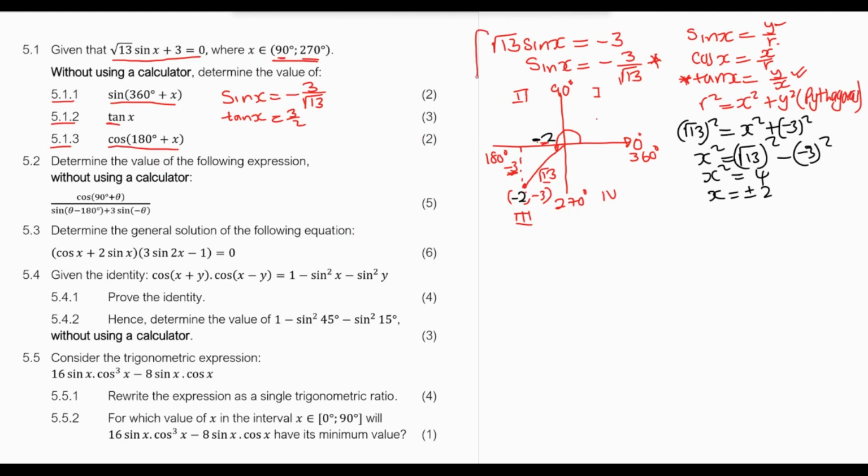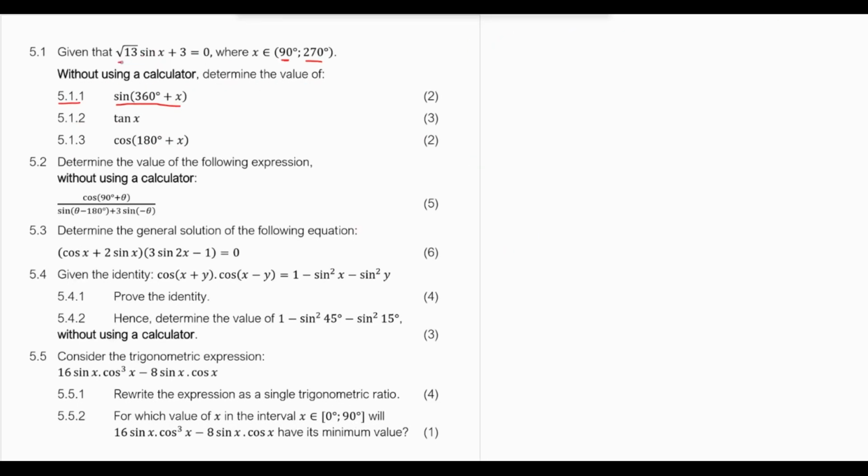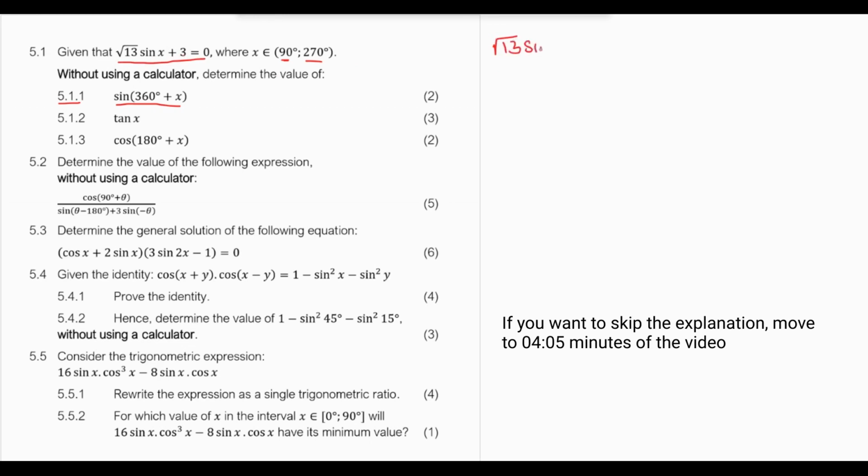Let's go to the explanation. From this information, we have to isolate the trigonometric ratio. So we subtract 3 from both sides of the equation. It's going to be square root of 13 sine x is equal to -3. And then we divide by square root of 13 on both sides. So sine x is equal to -3 over square root of 13.